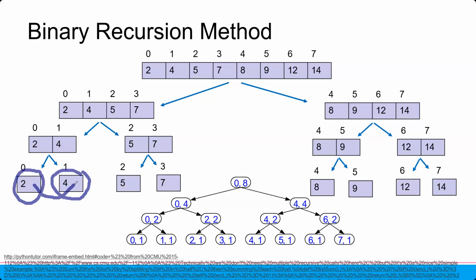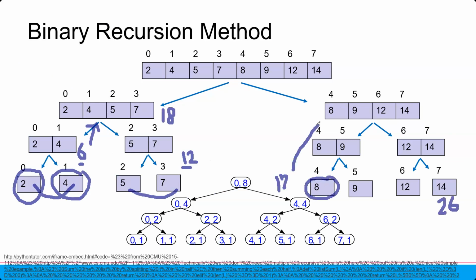2 plus 4. 2 plus 4 will be 6, and then 5 plus 7 will be 12. And then in order to go to the upper section, again, we will do the summation 6 plus 12. Then this will be 18. The same with the right one. We will go until the last node. So 8 plus 9, it will be 17. 12 plus 14, it will be 26.